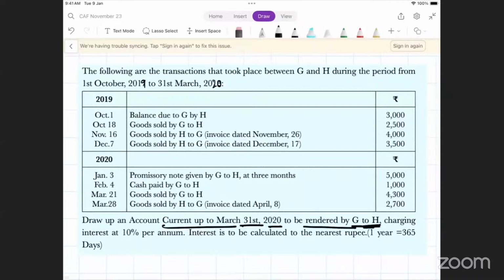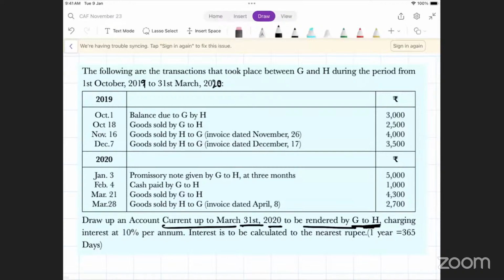So who's preparing the account current over here? G is preparing, to be rendered by G to H. So G is preparing the account current and giving it to H. Charging interest at 10% per annum. Interest is to be calculated to the nearest rupee. 1 year is equal to 365 days. Given. Generally, this will be given in the question like this.